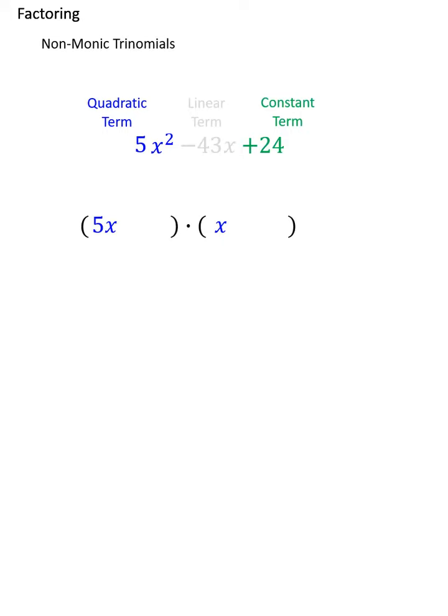I'm going to once again choose 5x times x to equal the quadratic term 5x squared. This time for the constant term, I'm going to try -3 times -8. There are many other things I could have tried, but this is my second guess. Turns out it's going to work.